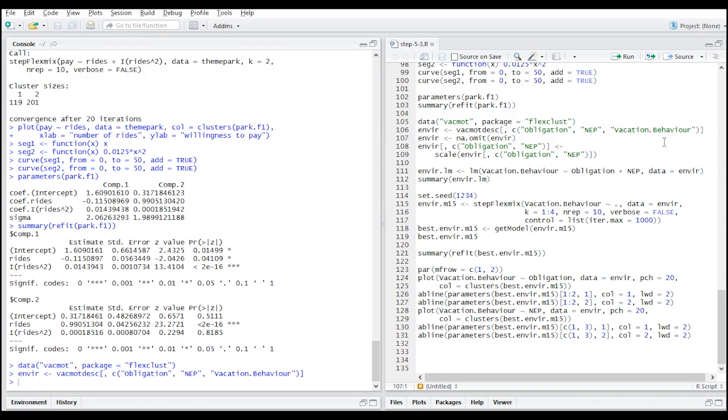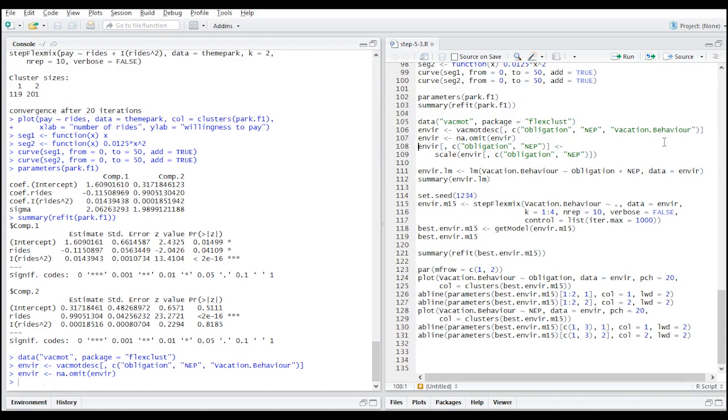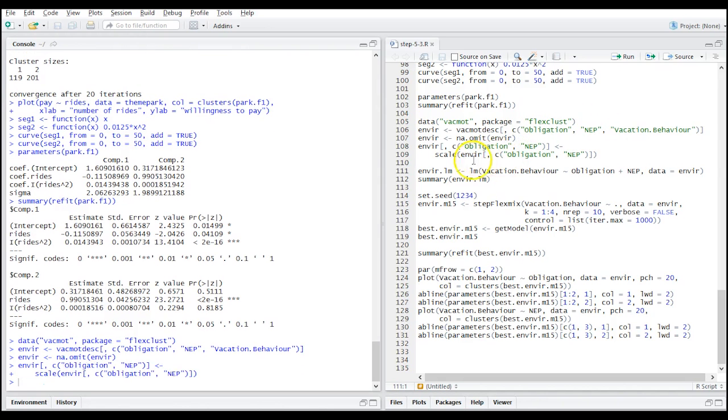This contains missing values, and the functions in FlexMix can only deal with complete data, so we are omitting respondents where at least one of the variable information is missing. And for ease of interpretation, we're also rescaling or standardizing the variables for obligation and NEP. After we scale that, we want to fit the linear model.